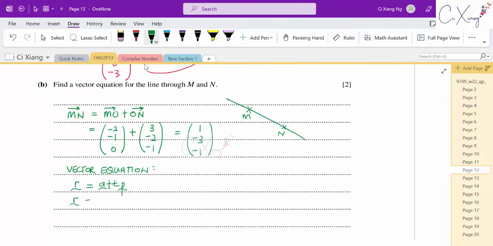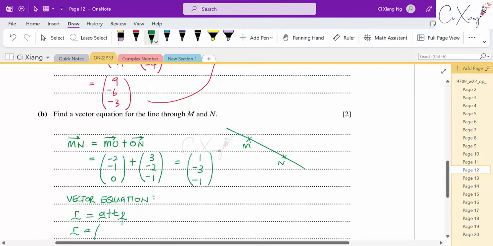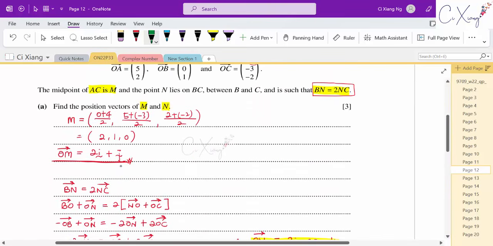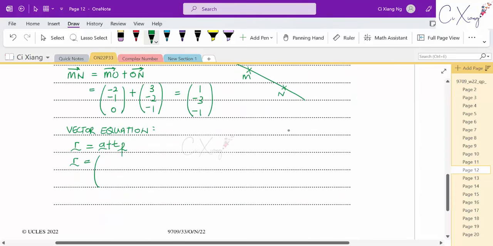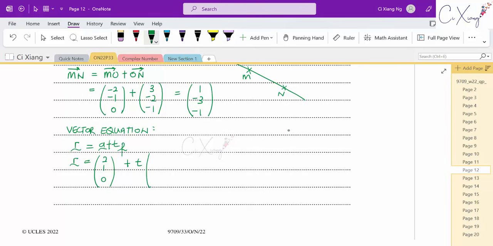So for this case, for the passing point in this line, you can use either the position vector for M or the position vector for N. Either one is also correct. So for M is 2, 1, 0. For N is 3, -2, and -1. So up to you. For me, I'm using 2, 1, 0. This is the passing point. Then plus t and then the direction of the line. Direction of the line, just now I already found out, which is MN, and it is 1, -3, and also -1.